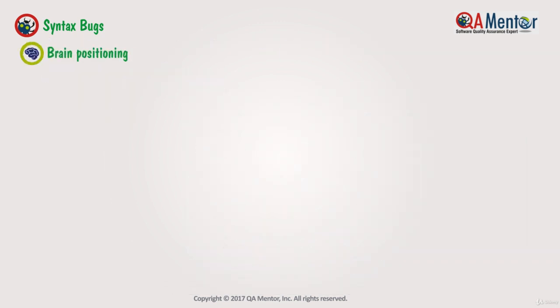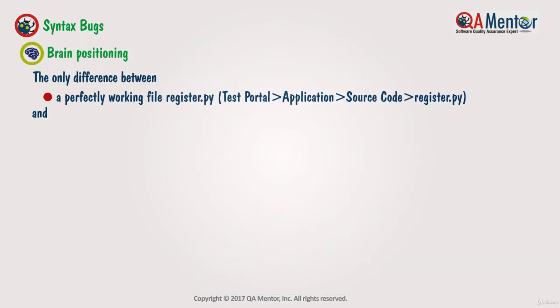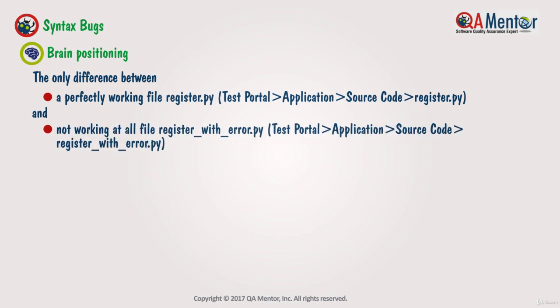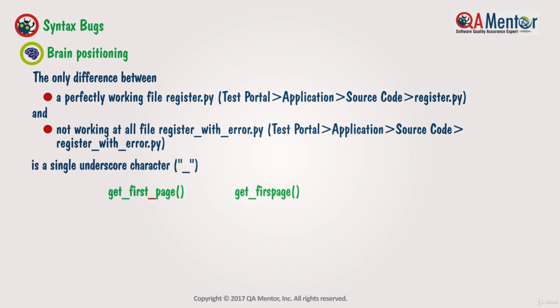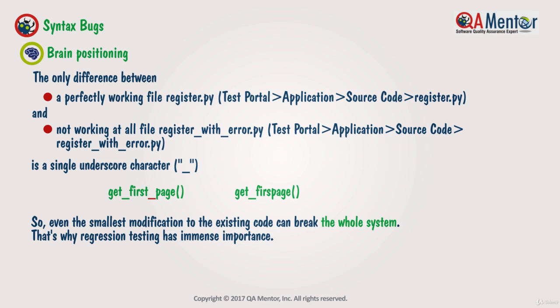Brain positioning. The only difference between a perfectly working file register.py, test portal, application, source code, register.py, and the not working at all file register with error.py, test portal, application, source code, register with error.py, is a single underscore character. So even the smallest modification to the existing code can break the whole system. That's why regression testing has immense importance.